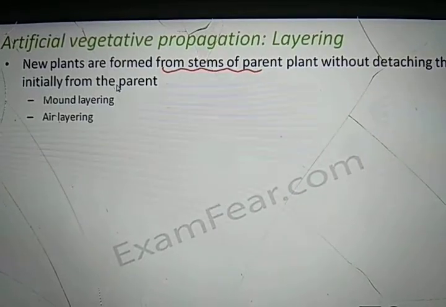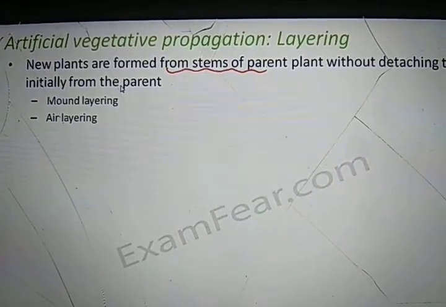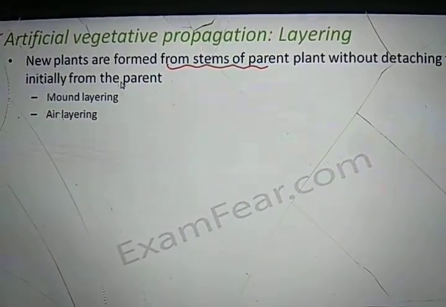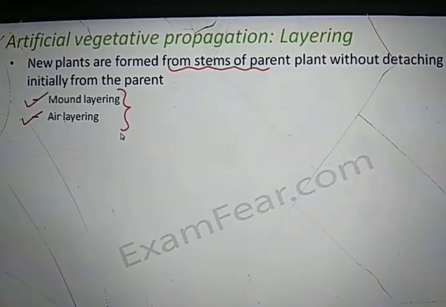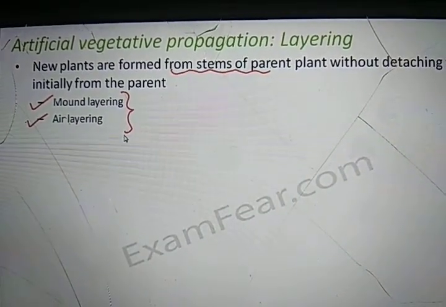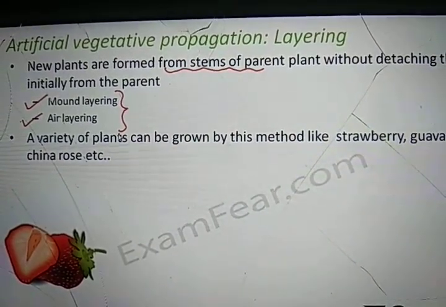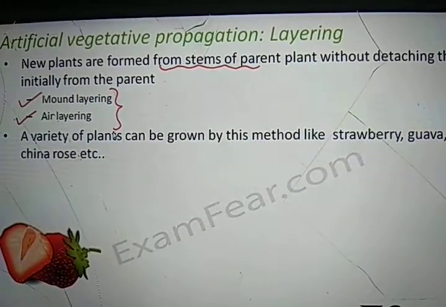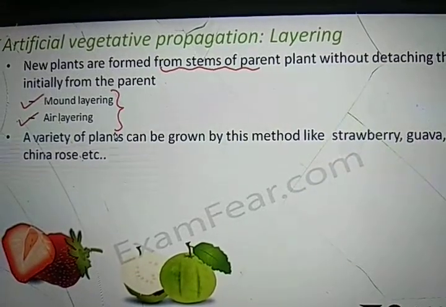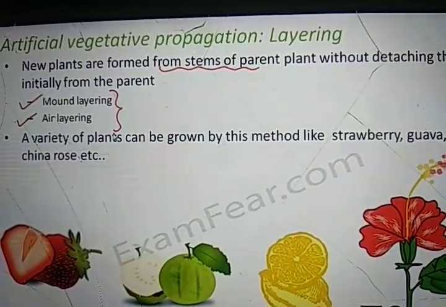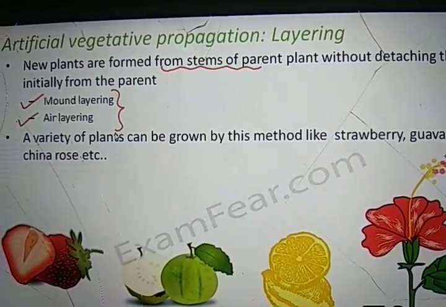This sounds interesting. We are not going to separate the stem from the parent. So how does the stem give rise to a new plant? There are two ways for this. One is mound layering and the second is air layering. Let us look at both of these methods. The first method is mound layering. In fact, both of these apply to a variety of plants, for example strawberry, guava, China rose, etc. These are all common examples of plants which are artificially reproduced by the method of layering.